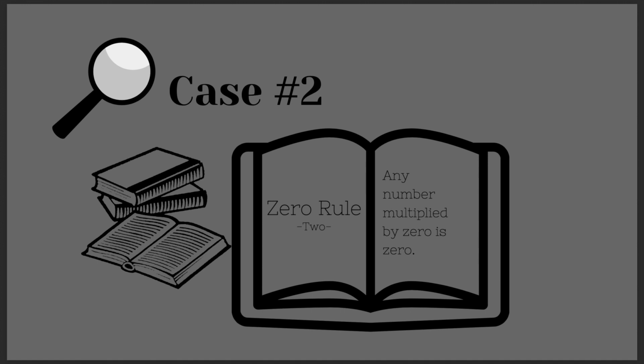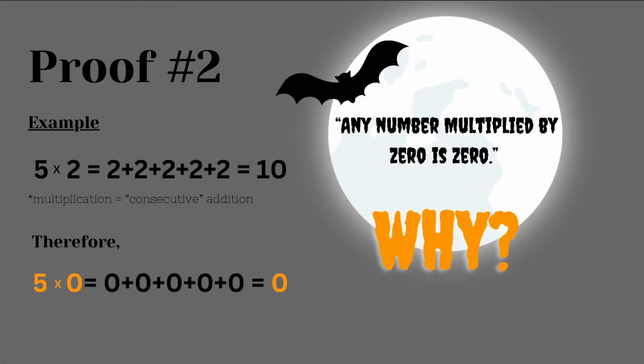Our next case is the 0 rule. Any number multiplied by 0 is 0. Let's look at our second proof and figure out why. Why is any number multiplied by 0, 0? This is a bit more straightforward. For this example, I'll also be using the number 5, but this time I'm going to multiply 5 by 2. So in this first example, I have 5 times 2.